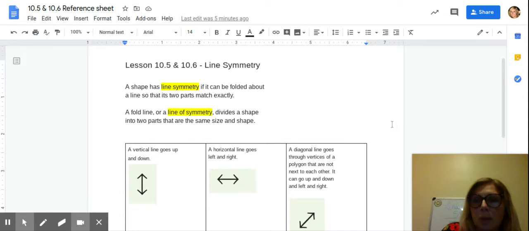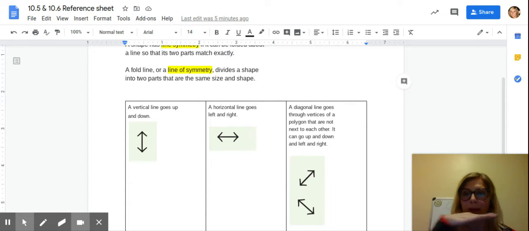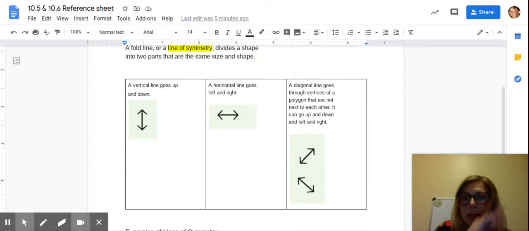Okay, we're going to talk a little bit about lines. A vertical line goes up and down, okay? And a horizontal line goes from left to right. Diagonals go through vertices of a polygon that are not next to each other, so they can go up and down and left to right. Okay, so that's like a diagonal, crisscross almost.